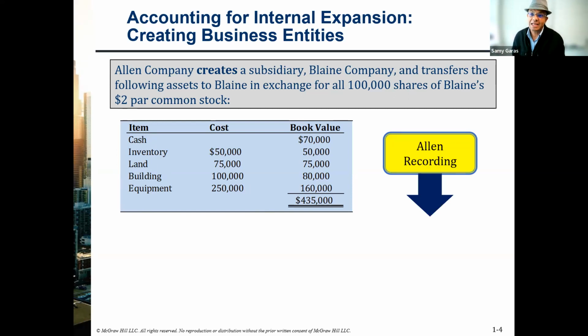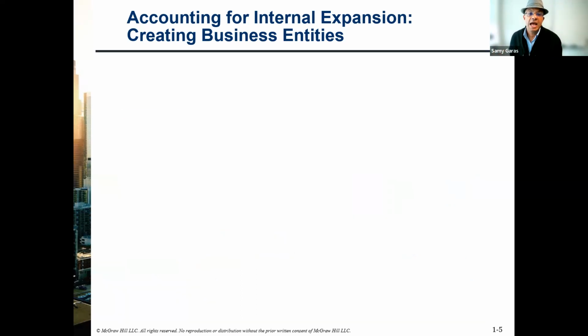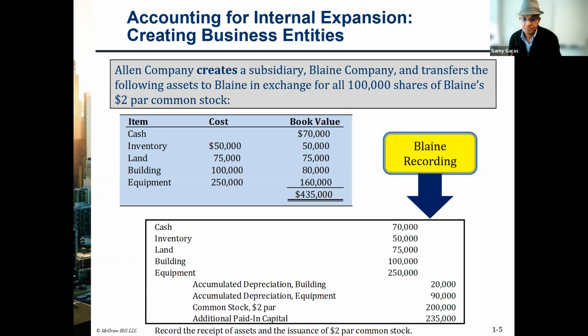So how is Allen going to create this company? Allen will debit investment in Plain Company, debit accumulated depreciation, debit accumulated depreciation for the equipment, and then credit all the assets. Why is Allen doing that journal entry? To remove those assets along with their depreciation to the subsidiary company. How about Plain? How is Plain going to record it?